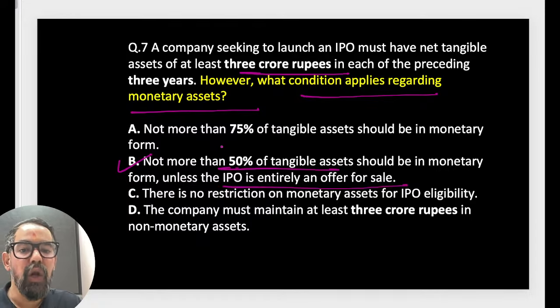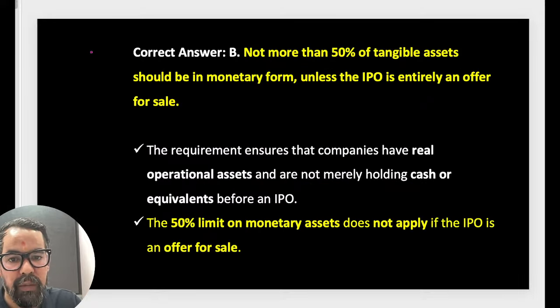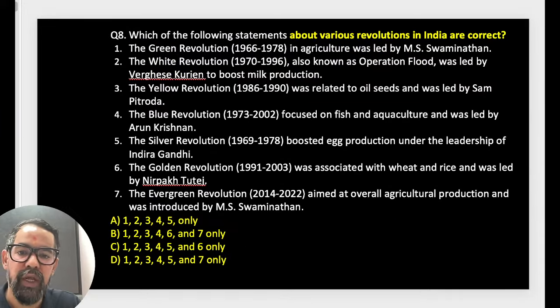So not more than 50% of tangible assets should be in monetary form unless the IPO is entirely an offer for sale. So option B will be the right answer for this particular question. Very good. Chalo, next one.